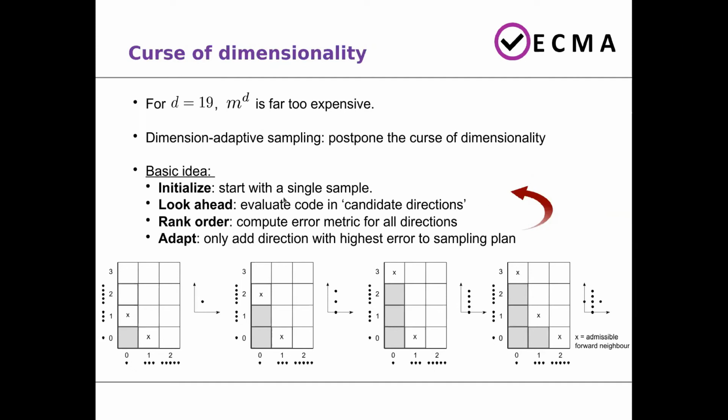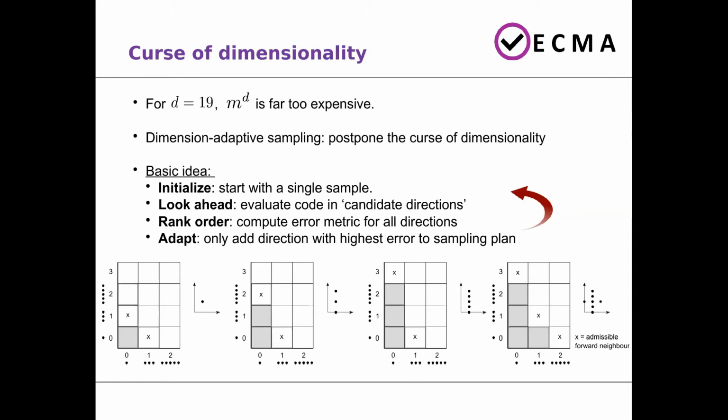So you start with a single sample. It doesn't have to be, but usually you start with a single sample, which means you start with an order 0 rule. So again, if you look at just 2 input dimensions, if you start with order 0, then the final point will be just a single point. And then the second step is to actually look ahead in different candidate directions. So these are these crosses. So you evaluate your code at these 2 points, which means you have like a mini ensemble that you have to evaluate. And for each point, you compute some kind of error.